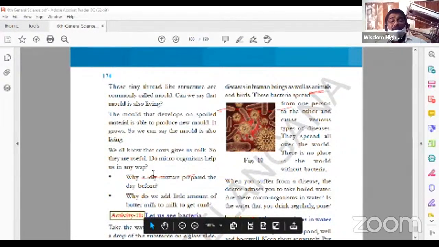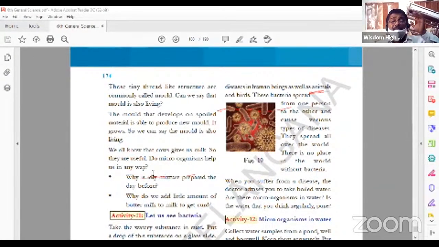We all know that cows give us milk, so they are useful. Do microorganisms help us in any way? Cows give us milk, and you can identify that. So they are very useful for us. Do microorganisms help us in any way? Yes, microorganisms can help us as well.